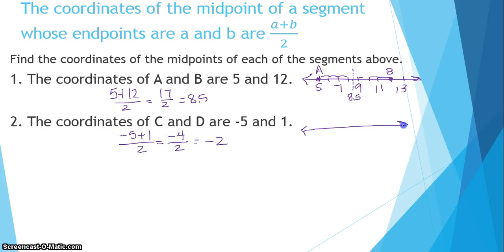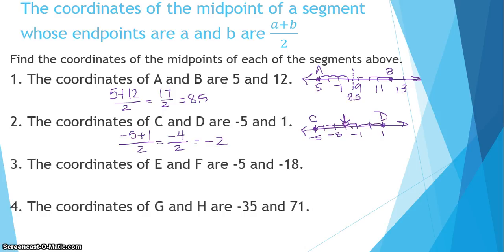If you're looking at your number line, negative 5, negative 4, negative 3, negative 2, negative 1, 0, 1. Here's C. Here's D. Counting in, so 1, 2 that way, 1, 2. Count another one in each direction. I do land right there at negative 2.